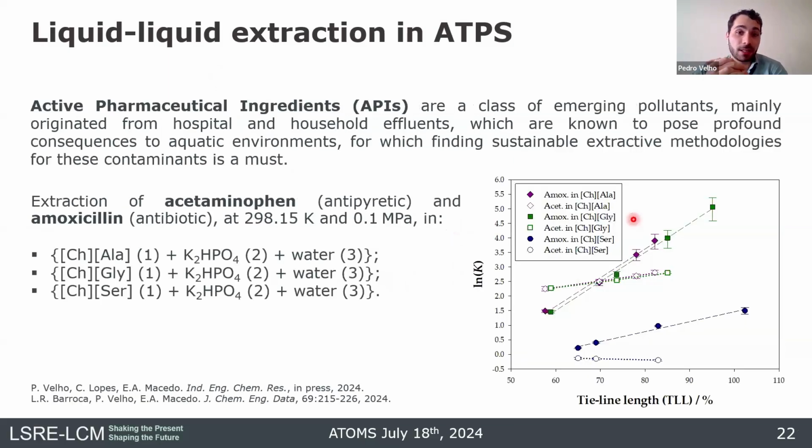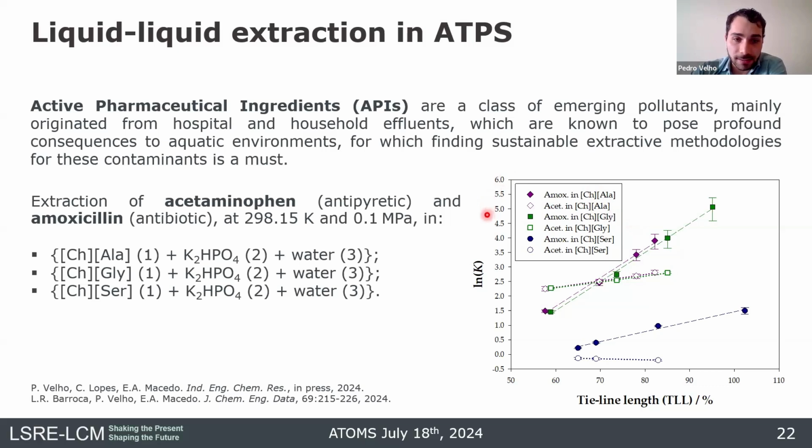So active pharmaceutical ingredients are a class of emerging pollutants, and they mainly originate from hospital or household effluents. They are known to have profound consequences for aquatic environments, and we need to find ways of extracting these contaminants from water, since they end up in rivers and oceans due to improper treatment.